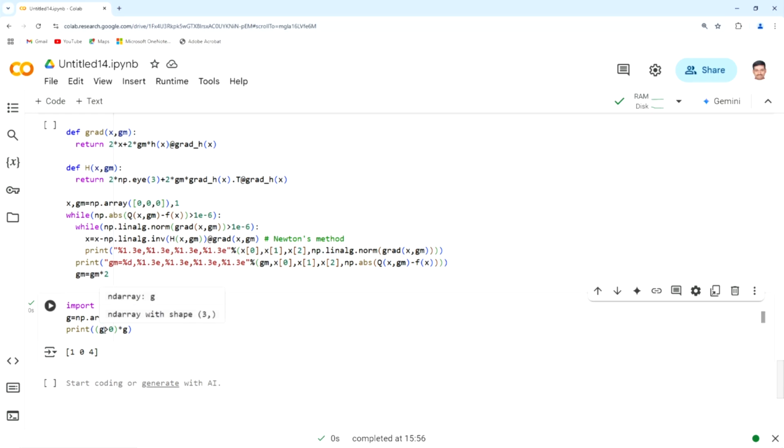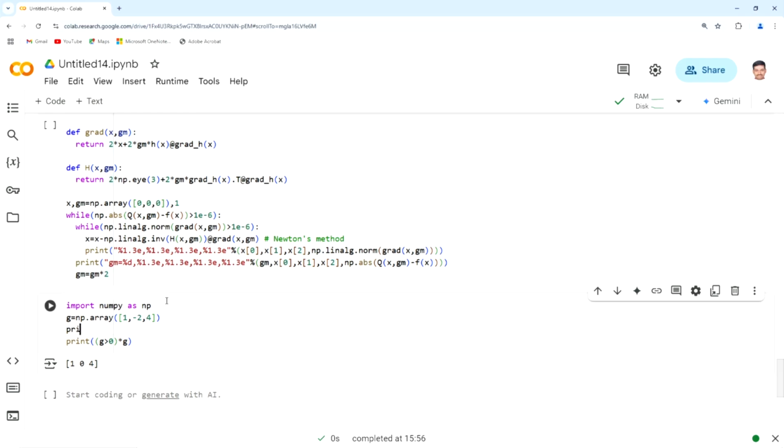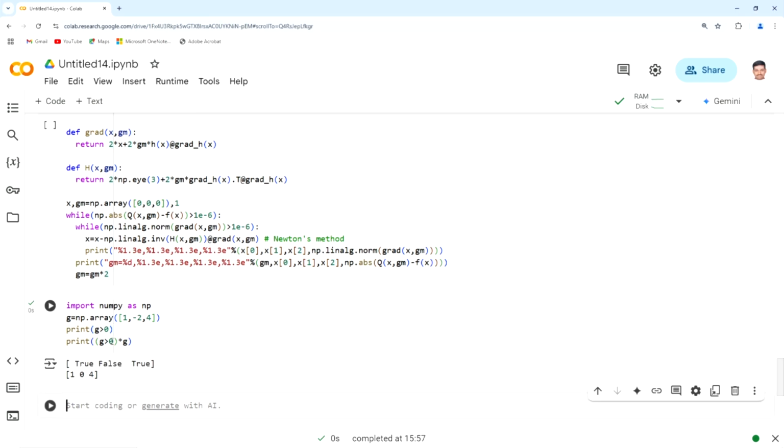So, this is like an indicator function. Okay. So, if for example, if you want me to print g greater than 0, okay, yeah, you can see that it says true, false and true. So, when you multiply it with g, when you multiply it with anything, true is considered as 1 and false is considered as 0. So, you are doing an element wise multiplication of two vectors. One vector is 1 0 1 and the other vector is 1 minus 2 4, because of which you are getting 1 0 4. Okay.